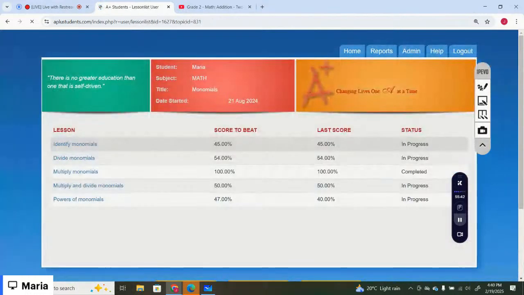So we were working on grade 9 math. The chapter we were working on is monomials. The lessons we have covered today are identify monomials, divide monomials, multiply monomials, and power of monomials. So please make sure before the next session you complete all the practice questions for the lessons we just did. That is your homework until next session.